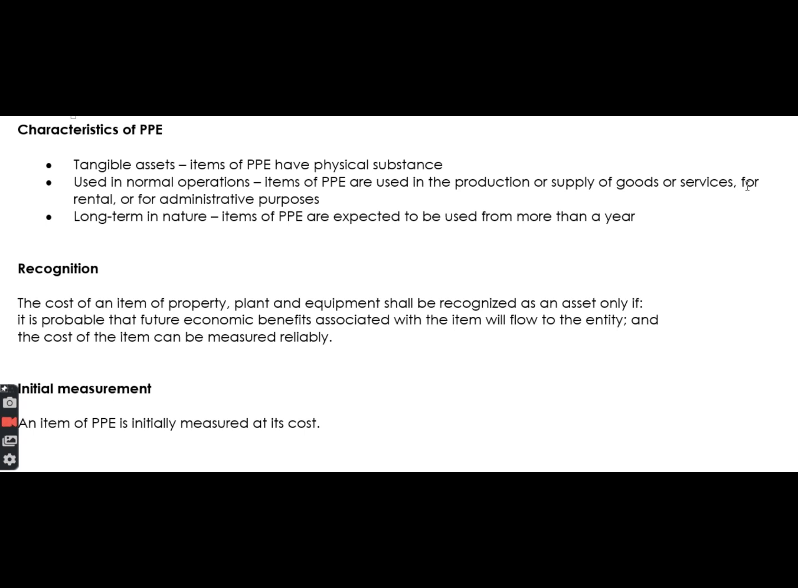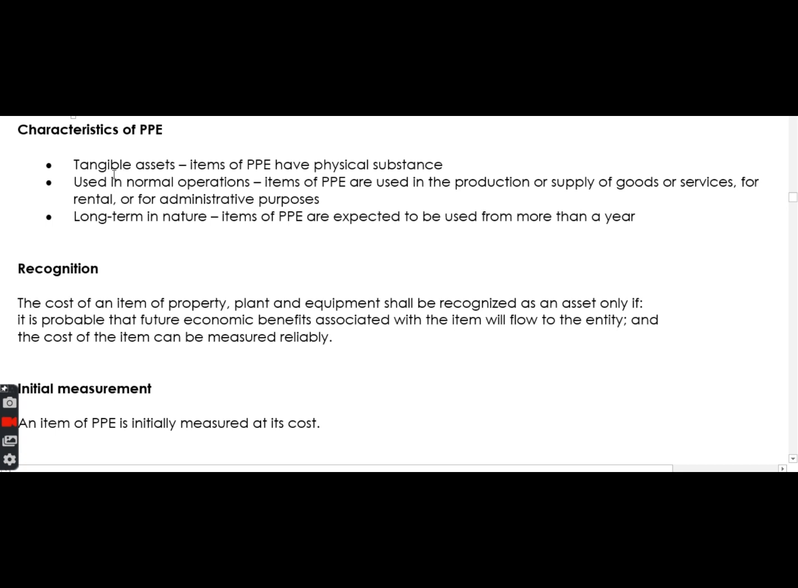So, property, plant, and equipment must be tangible. Next, it should be used in normal operations, meaning it is used in whatever is the registered purpose of a particular business. Okay, so it is going to be used in the normal operations, and it should be long-term in nature, because if the asset is only usable in a period of 1 year or less, then it is not necessary for us to capitalize these items. It is better for us to expense them, because basically it's just going to be expensed at the end of the period. So it needs to be long-term in nature.